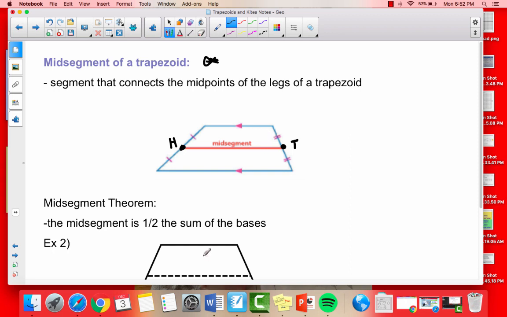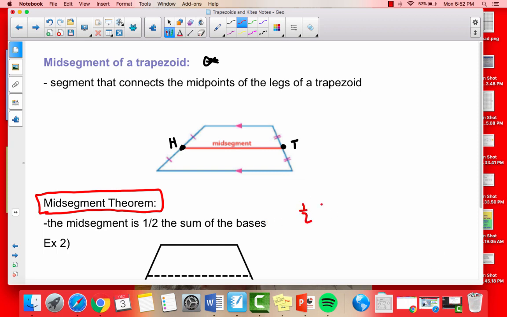And it has this unique relationship between the bases. So the midsegment theorem, which you want to write down as well, basically just says that the length of the midsegment is equal to half the sum of the bases.